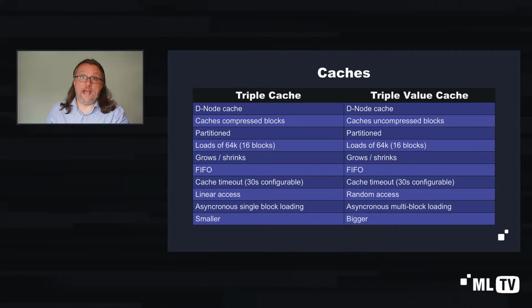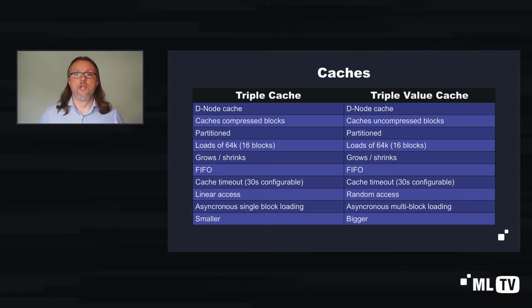Whereas the triple value cache stores uncompressed blocks. When we load that from disk, we read through the values, uncompress them, and that's what gets stored in the cache. And the reason for that is because we need, to a much greater degree, random access into the values in that block. And the compressed data doesn't give us random access.